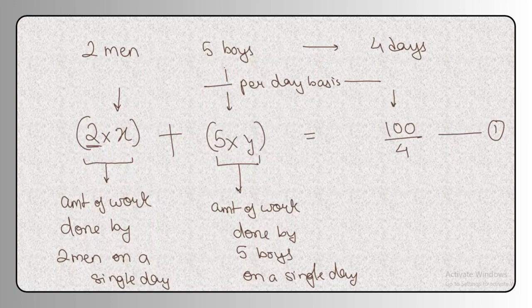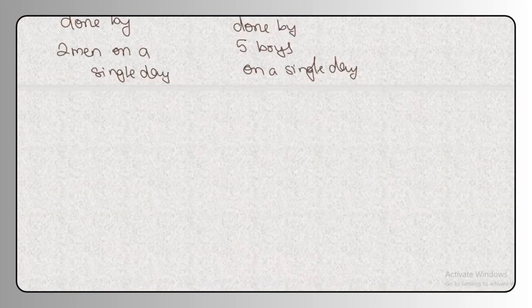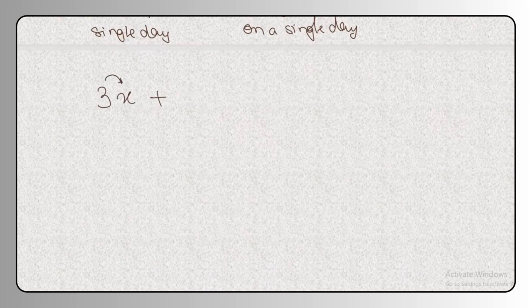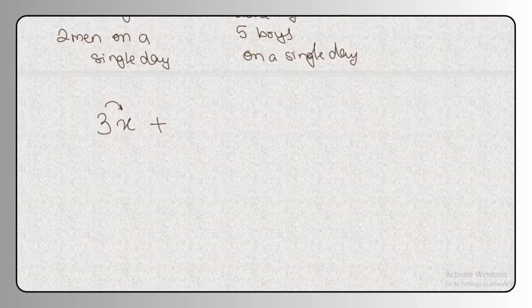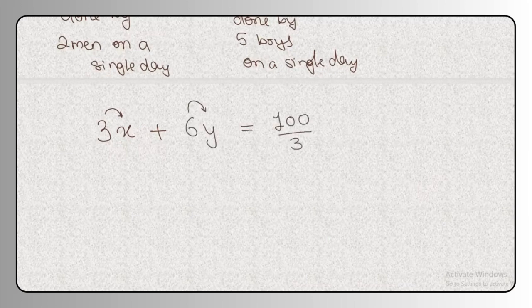Similarly, with the same logic, we can construct yet another equation considering the second statement of the problem. 3 men and 6 boys finished it in 3 days. So, 3 men multiplied by the rate at which they can do the work, plus 6 boys multiplied by the rate at which they do the work per day, is equal to 100 upon 3. This becomes equation number 2, right?